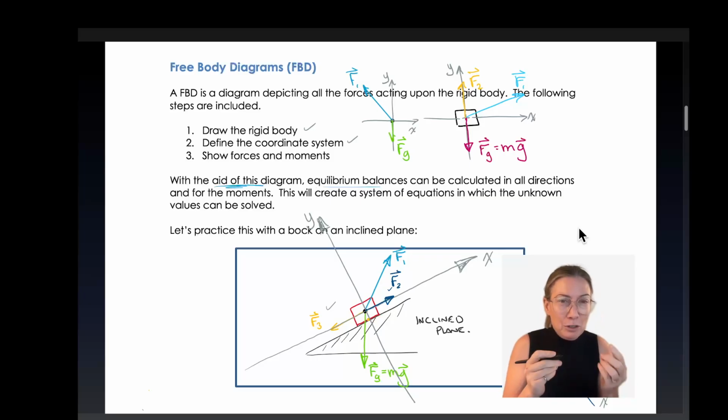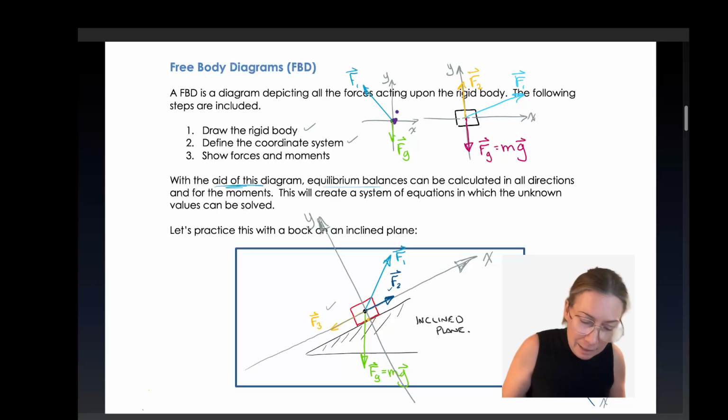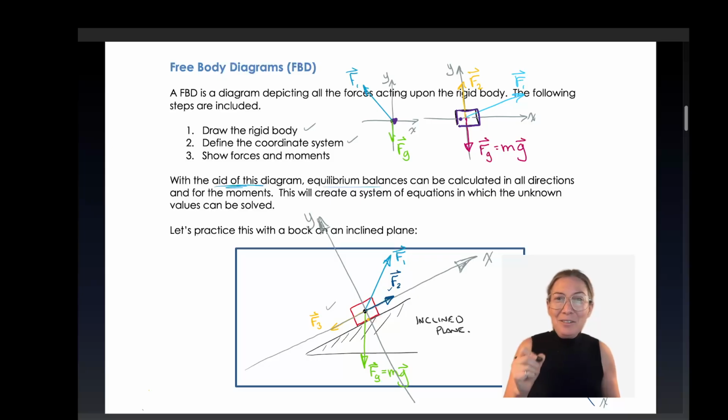So classically, we want to draw a free body diagram. Here's what we do. First, we draw the rigid body. So here's a rigid body. Here's a rigid body shown as a dot. Here's a rigid body shown as a square. So we draw the rigid body first, then we define a coordinate system on it, because not all coordinate systems would be the same.